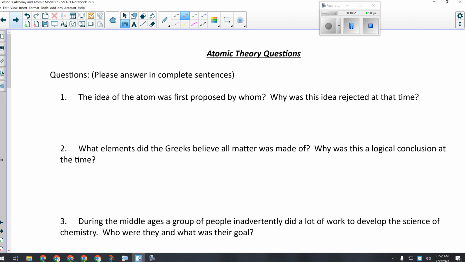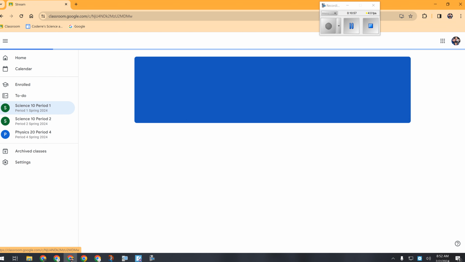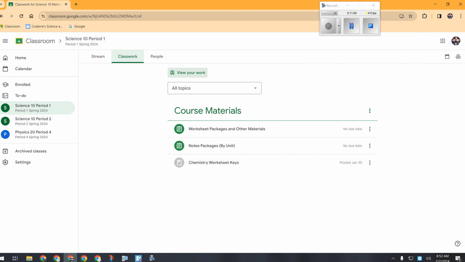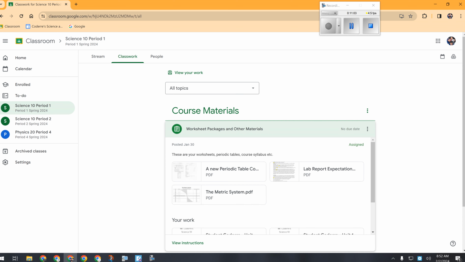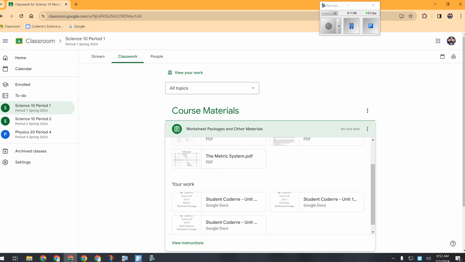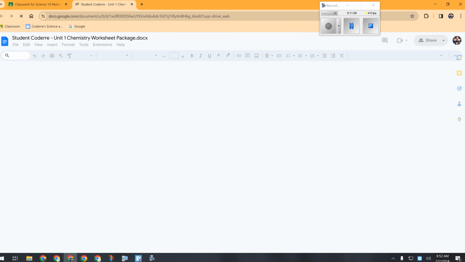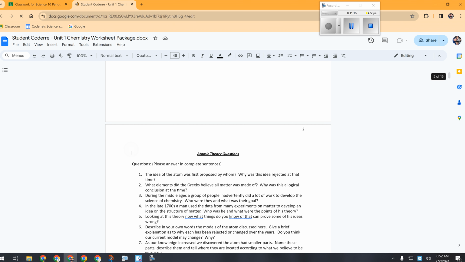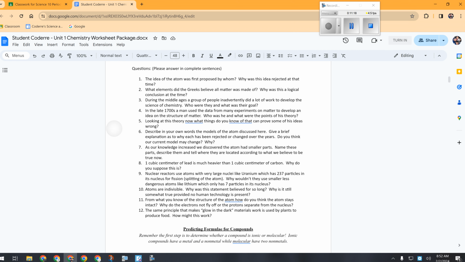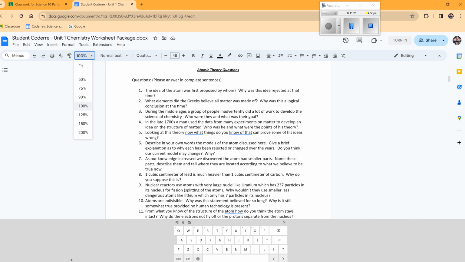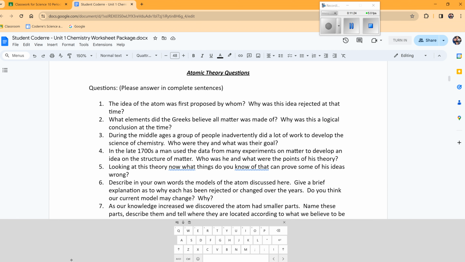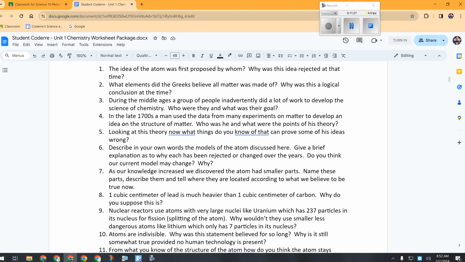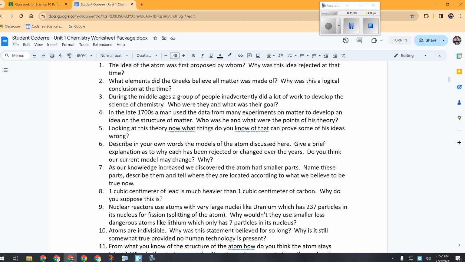If you're looking for that file, just so that you can find it, it's in the classwork tab, and it's worksheet packages, and you need to go to the chemistry one and just scroll down. There's the atomic theory questions. Actually, maybe I'll leave it up there because I can get more of them on the screen. I'll just make it a bit bigger. I can get 11 of them on there. I'll scroll it up in a bit.